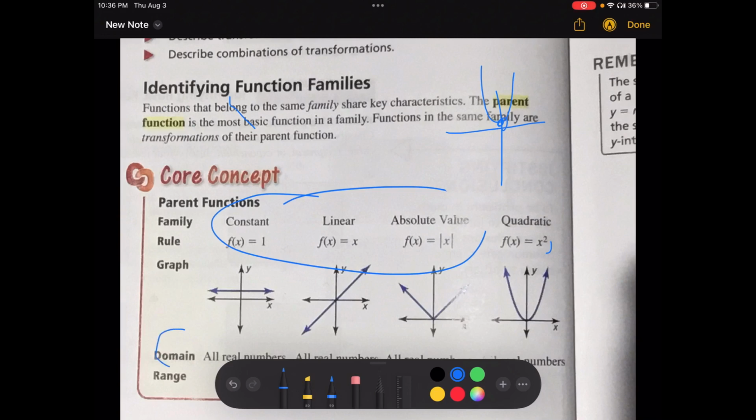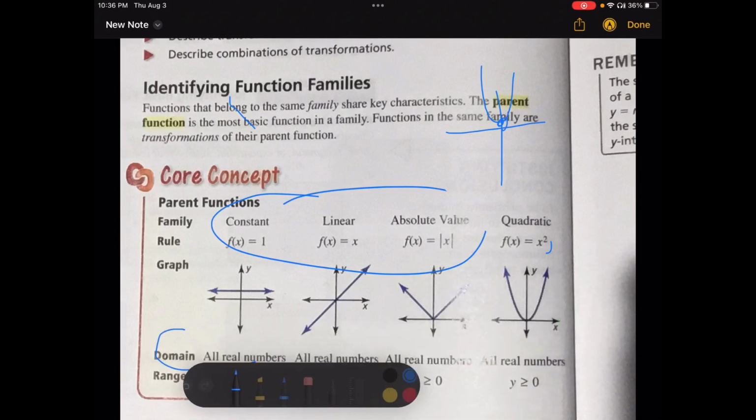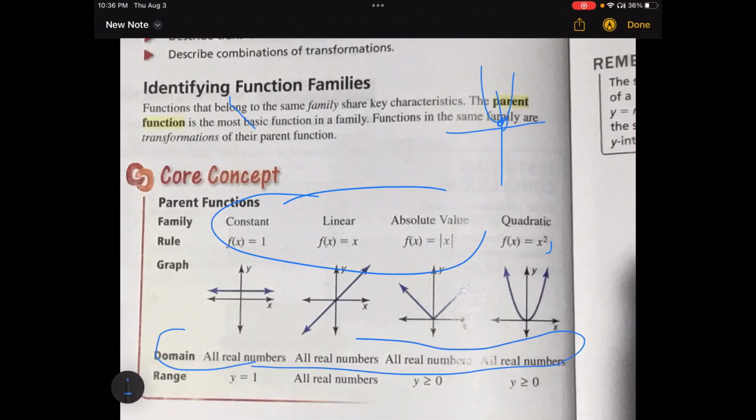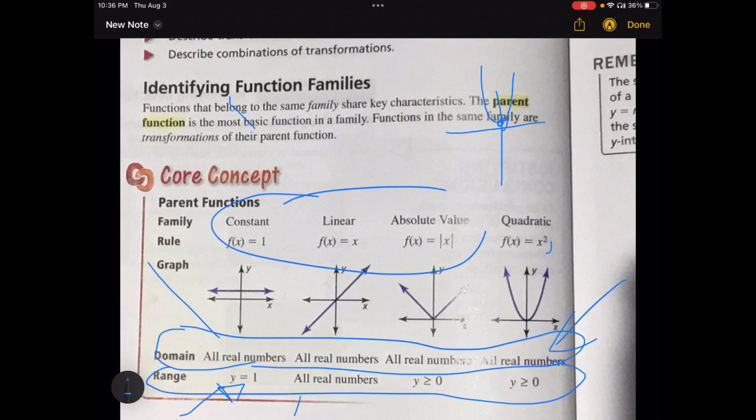Now, they also have domains. Every single one of these domains is all real numbers. So that's easy to remember. But the ranges are pretty different. The range of a constant is y equals 1, but the range of the linear is all real numbers. Luckily, absolute value and quadratic have the same range, which makes it easier to remember.